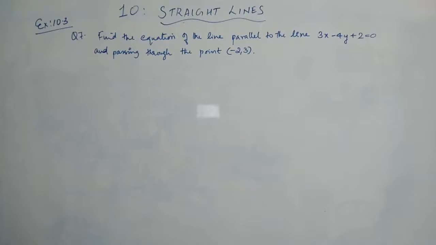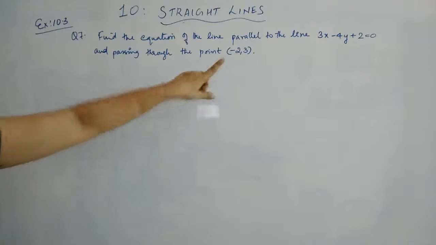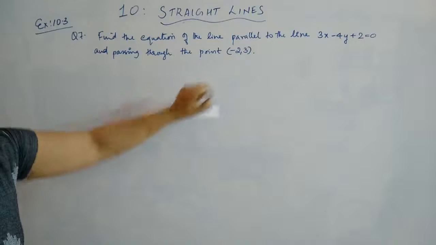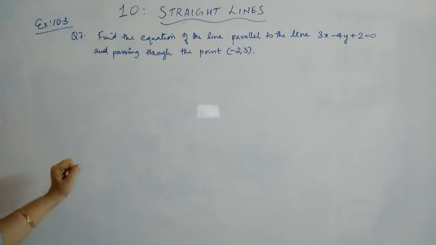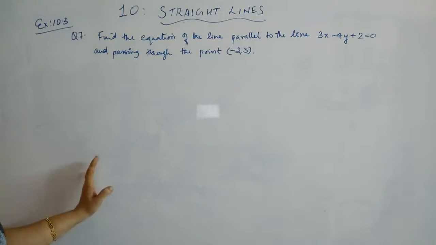Question number 7 is find the equation of the line parallel to the line 3x minus 4y plus 2 equal to 0 and passing through the point minus 2 comma 3. We know that any line which is parallel to another line will be differing by a constant. That means if the given line is 3x minus 4y plus 2 equal to 0, the required line will be of the form 3x minus 4y plus something else that we need to find out.